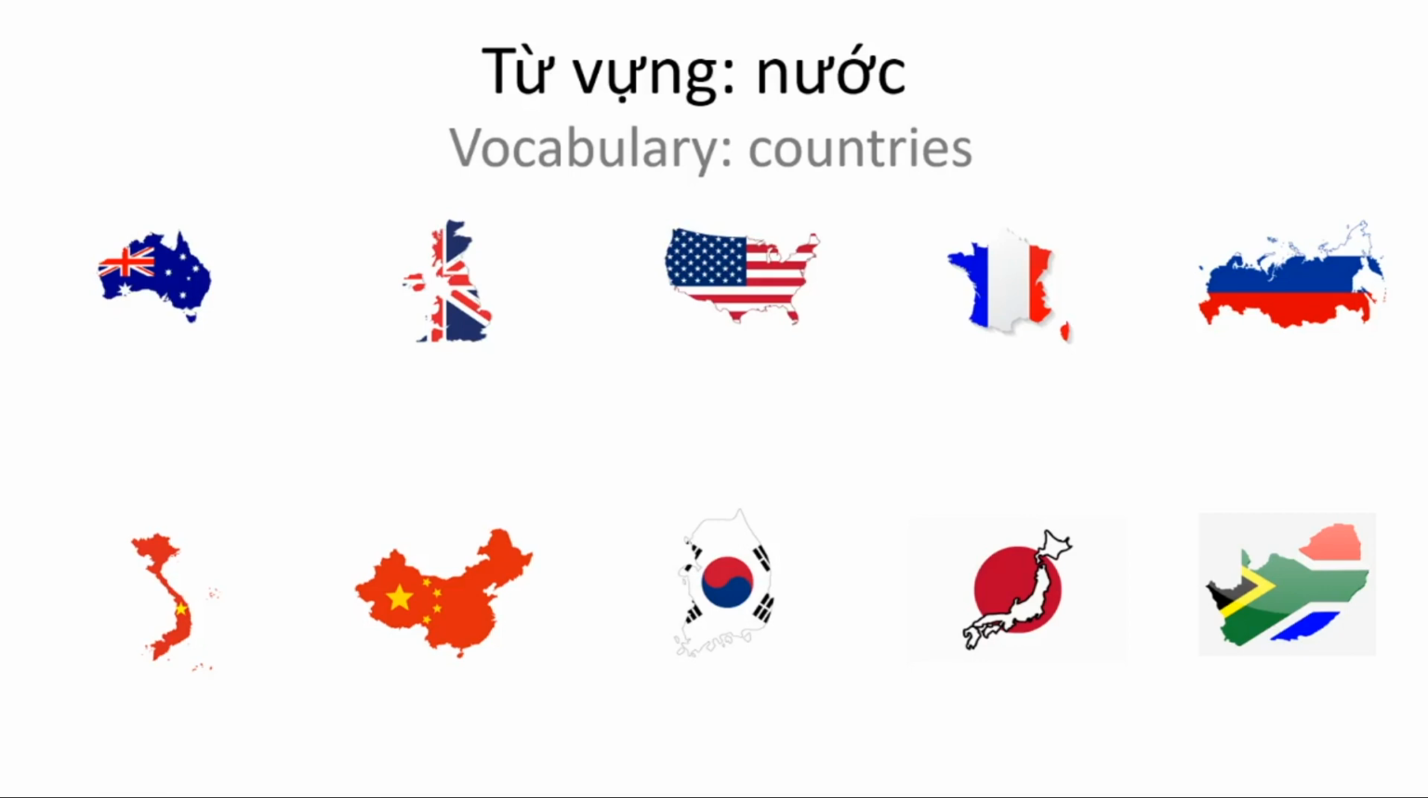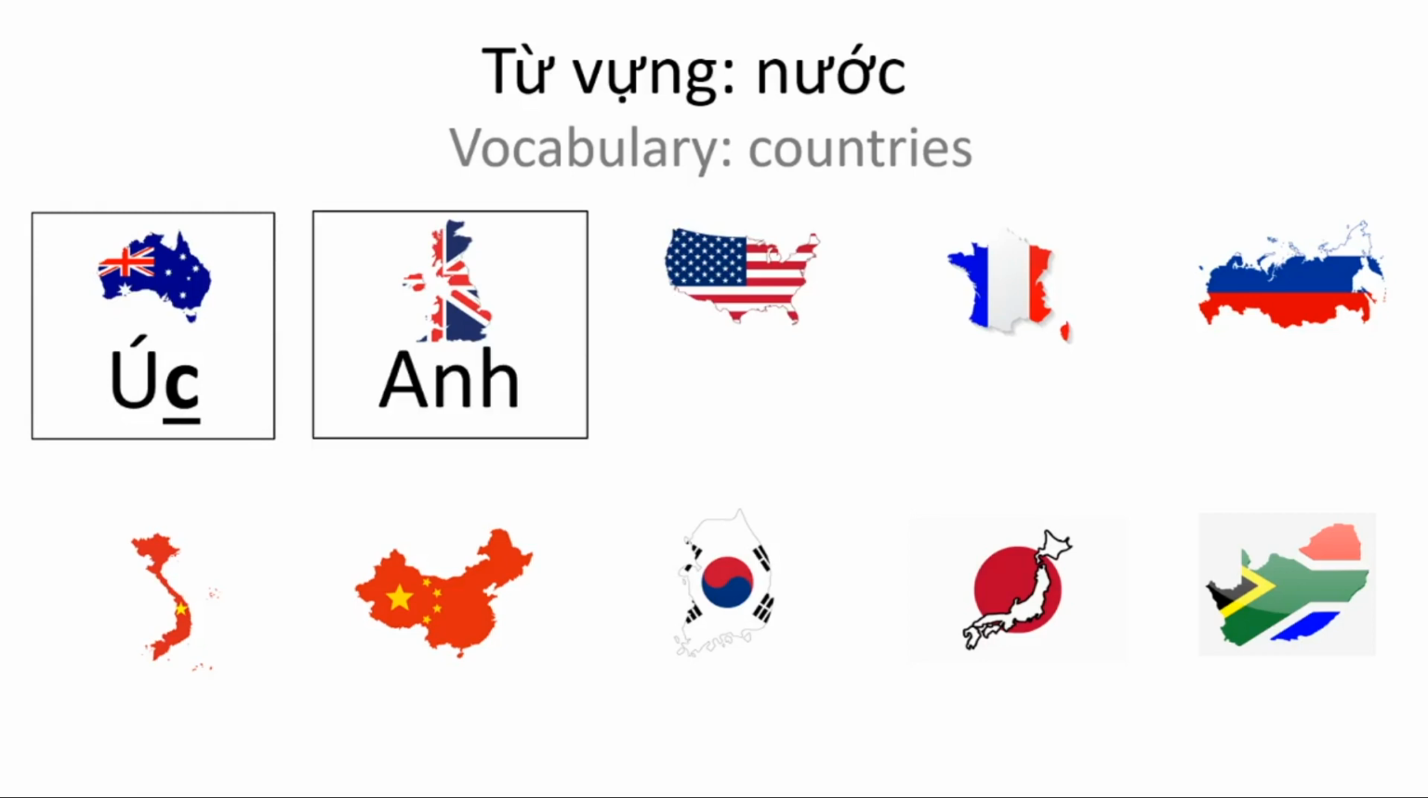Now let's put some of these new sounds to work to build up a core vocabulary of common countries you are likely to use. First up, as mentioned before, is Úc, with the rising tone and the blowfish C sound. Next up is Anh, meaning England, and you'll notice that this also shares the same word as the personal pronoun for older brother.